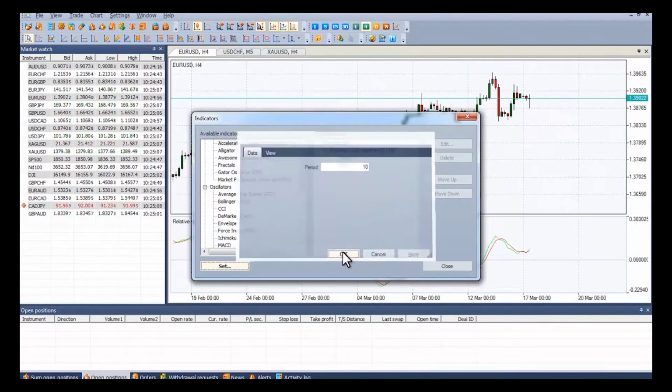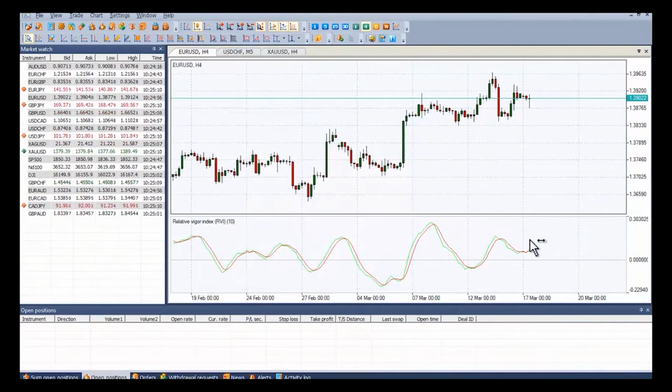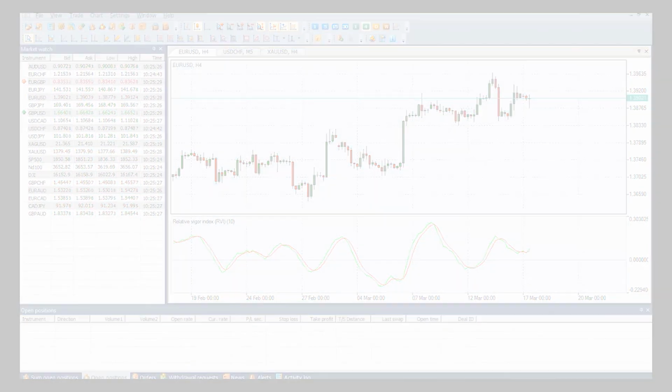Next we have the Relative Vigor Index, or RVI. Click Set, and here we go, it's at the bottom of our chart. The Relative Vigor Index was developed by John Ehlers, and it's a technical indicator designed to determine price trend direction. The underlying logic is based on the assumption that close prices tend to be higher than open prices in a bullish environment and lower in a bearish environment.